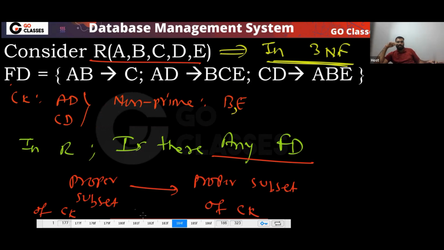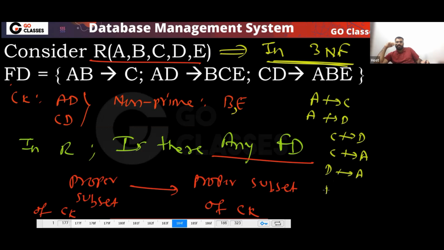So do we have any FDs like this? A cannot determine D. A cannot determine C. C cannot determine D. C cannot determine A. D cannot determine A. D cannot determine C. So is this clear?